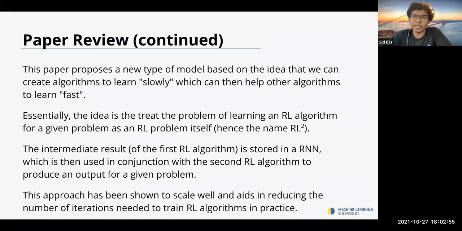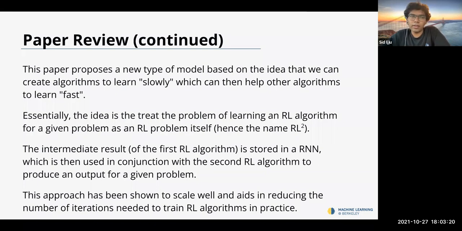It makes a bit more sense in the paper, the way they say that. It's a bit hard to describe the way I have it here. So, when you read it later this week, if you have any questions about that, you can put it in Piazza. But the intermediate result of the first RL algorithms that are used to train this RL squared thing is stored in an RNN, which we covered last week, which is then used in conjunction with the second one in order to produce an output for a given problem.